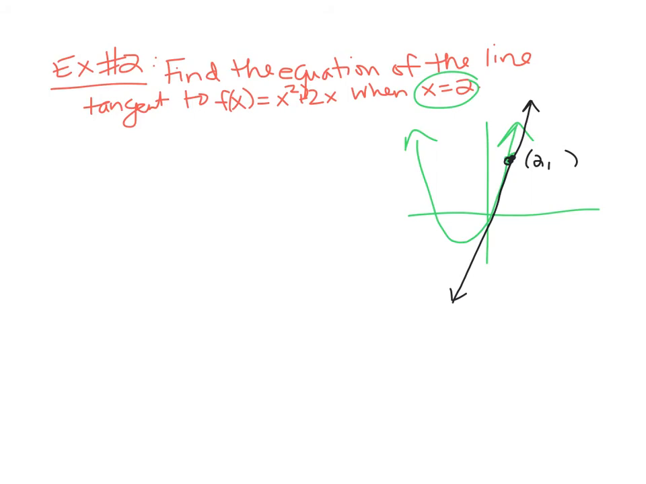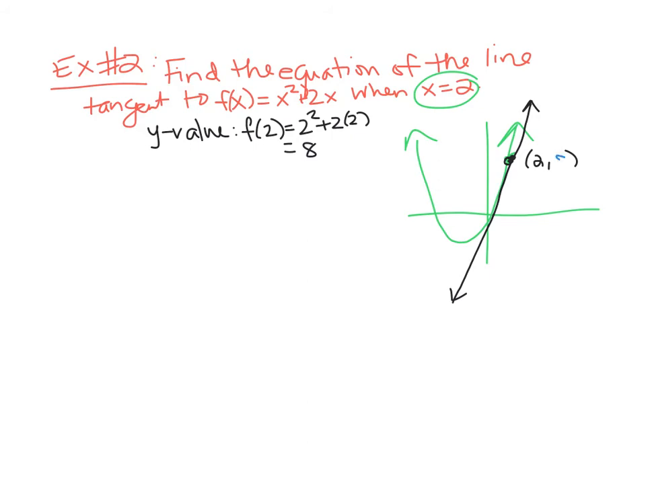Remember from probably Algebra 1, you learned that in order to find an equation of the line, you need a point and you need a slope. So to find the y value for that point, all we need to do is figure out what f of 2 is going to be equal to. And you hopefully can see that it's going to be 8. So that's a good start.